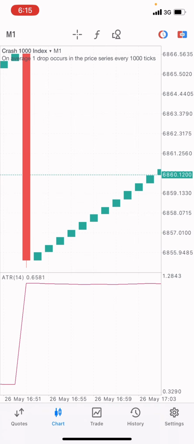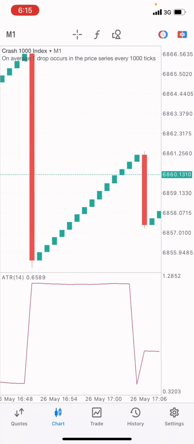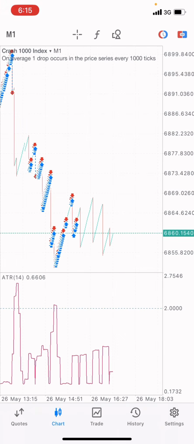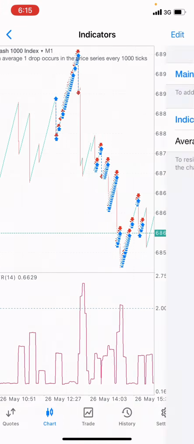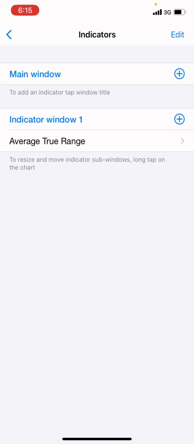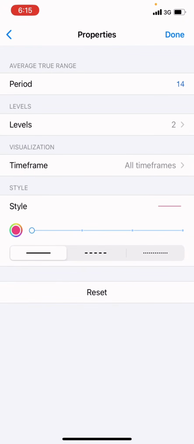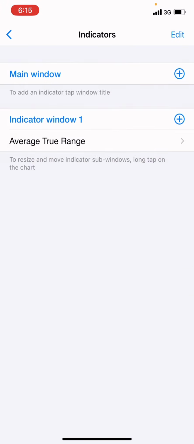Now the second strategy I'm going to share with you guys is: you leave your indicators the same way as I've set mine. We're going to be using the same indicators as it is right here. We're going to be using the average true range, the period set to 14, the level 2, and the style 1 pixel, and the color should be the same as we have said.